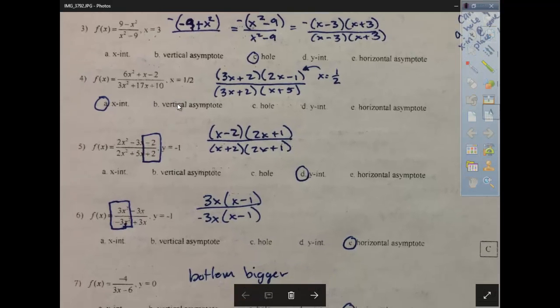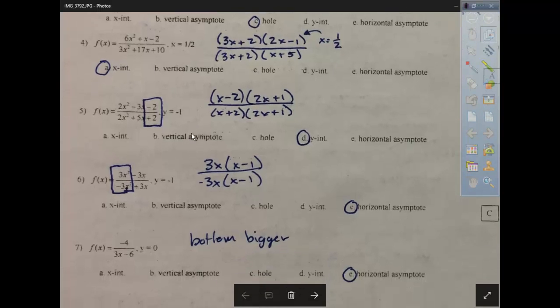Number 4, factoring, and then we're looking at when x is 1/2. So factoring up top, I see that this has a 0 at 1/2. So this has a 0 at 1/2. It's not in the denominator, so we're not going to have a hole or vertical asymptote, and since it's in the numerator, we're going to have an x-intercept at 1/2.